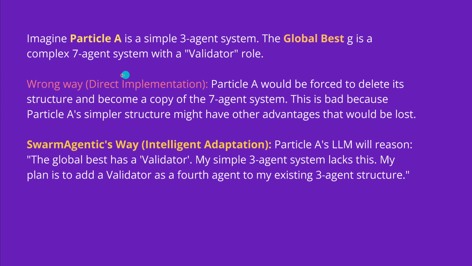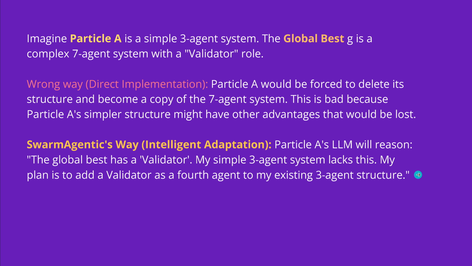But don't make the mistake of having the wrong implementation. Né? Because if you just look here, let's say you are a 3-agent system, and you see the global best in the swarm is a 7-agent system. And there is one validator agent with a specific role in the 7-agent system. Do not go and copy just the agent called validator and the functions of the validator in relation to the other agents, because this will fail. You are not a 7-agent system, you are a 3-agent system. So, copy-paste, no way. The LLM has to analyze this strategically and then implement this in a 3-agent system configuration.